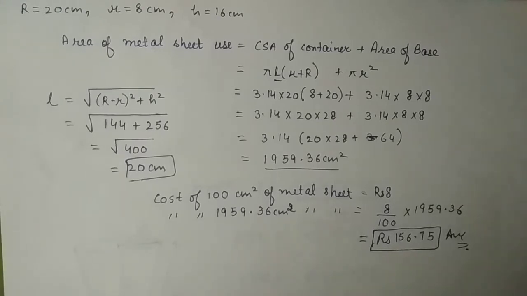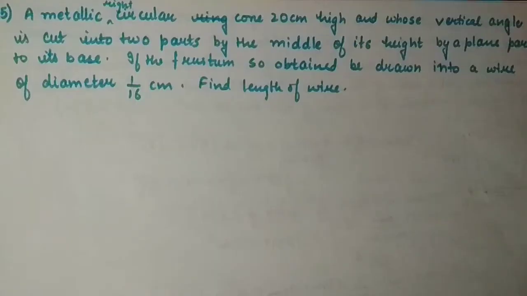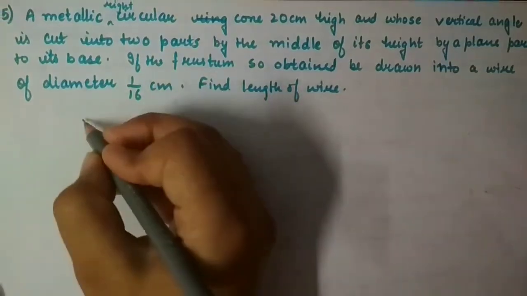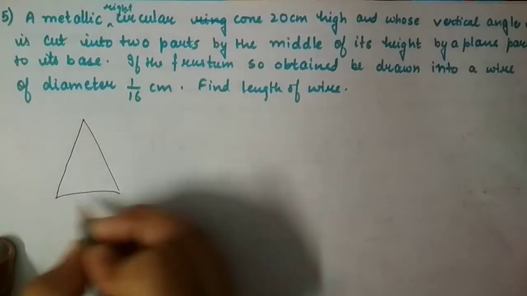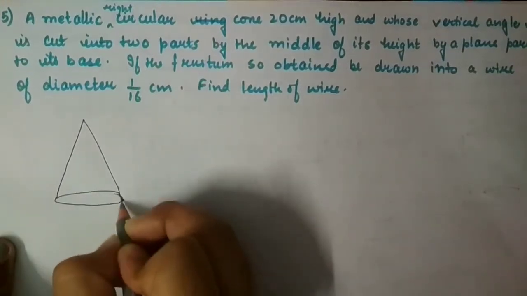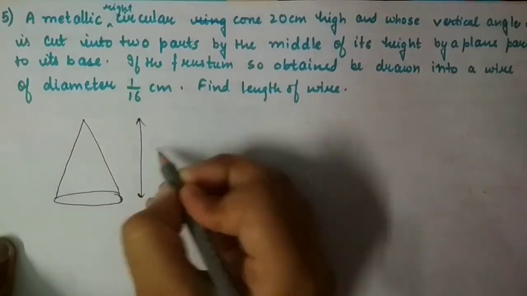Now let us see the last question of this exercise. A metallic right circular cone 20 centimeter high whose vertical angle is 60 degree is cut into two parts at the middle of its height by a plane parallel to its base. If the frustum so obtained is drawn into a wire of diameter 1/16 centimeter, then we have to find the length of the wire. So what is given is, this is a cone and the height of the cone is 20 centimeter, it is given.